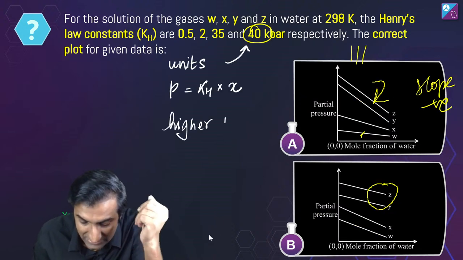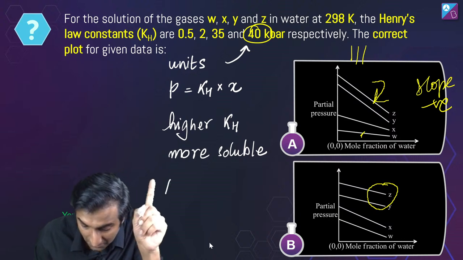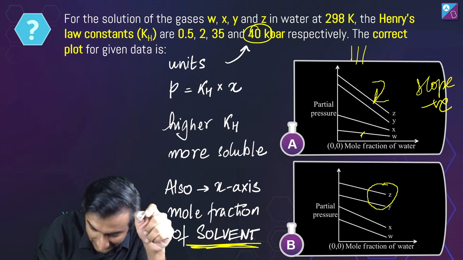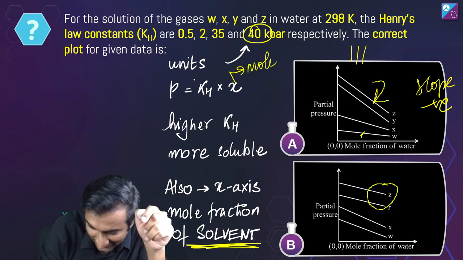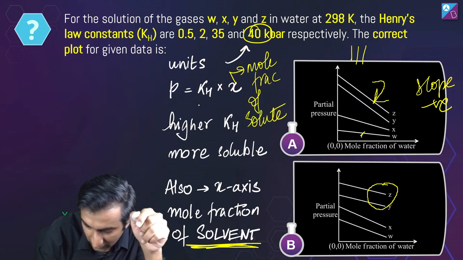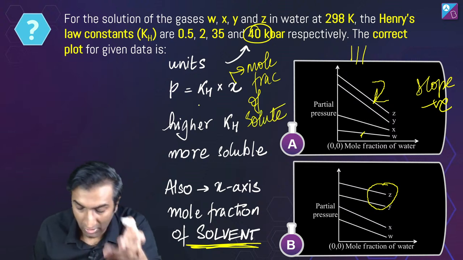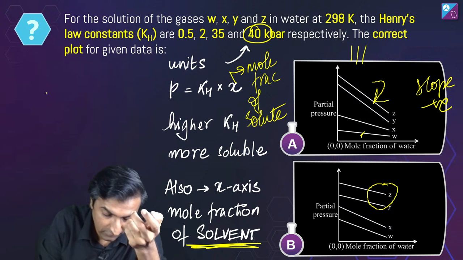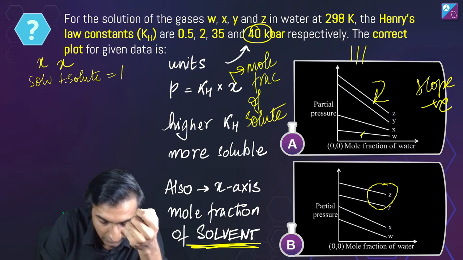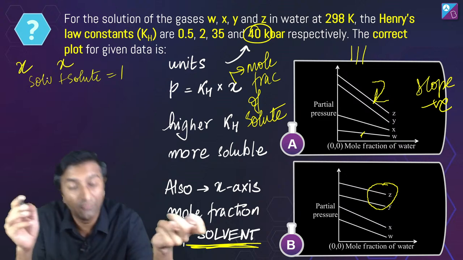Look, P is KH times X. But here, the mole fraction of solvent is given. This is the mole fraction of solute. Okay, but it's okay. No big deal. What is the relationship between solvent and solute? Solvent plus solute equals 1. X solvent plus X solute equals 1. That's the whole trick, right? That's the point of using mole fraction.